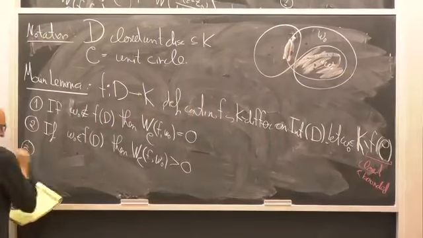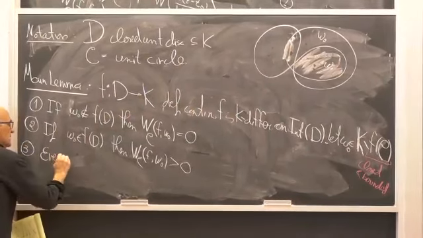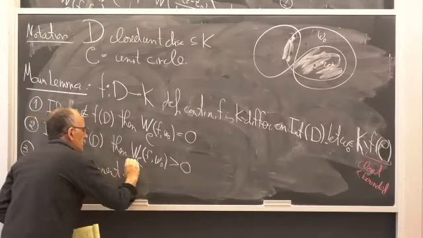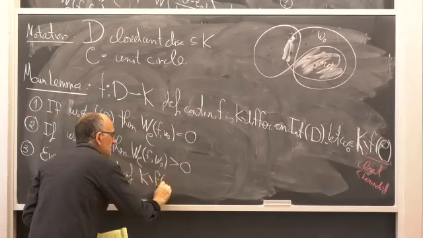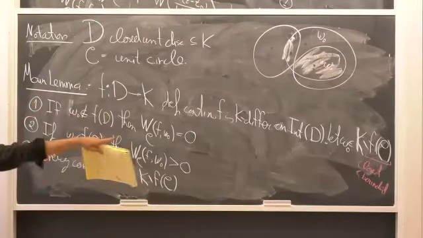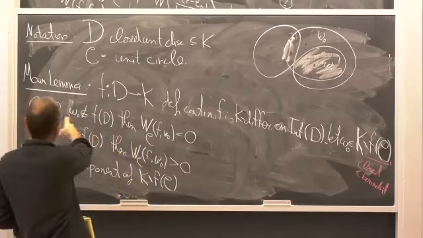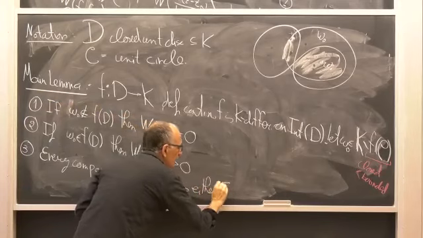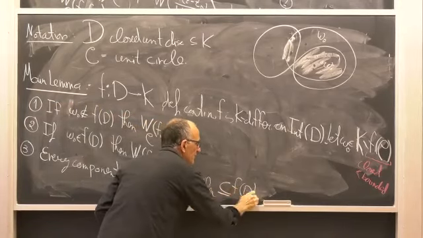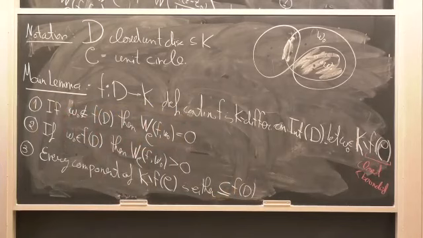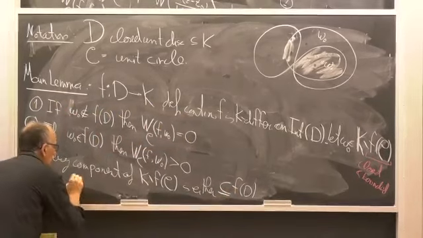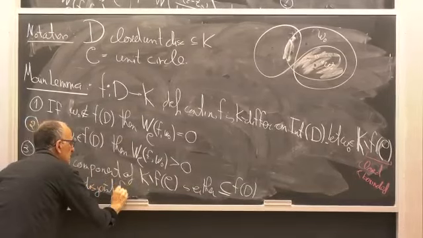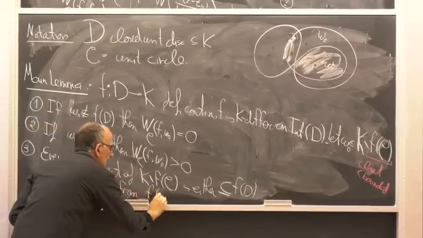And the point is that every component of K minus f of C, so this actually has nothing to do with W0, but it will follow from what we do in 2, is either fully contained in f of D or disjoint from f of D.